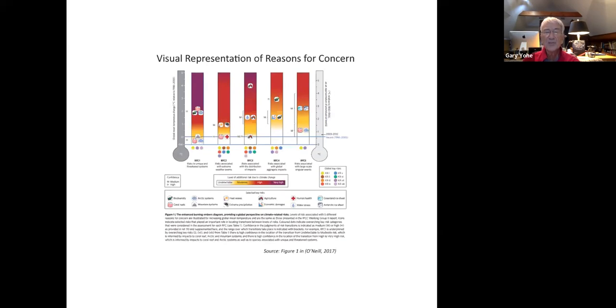This is what reasons for concern look like in the latest version of what was dubbed the burning embers diagram. And so, oh, look at this, I can move this. Risks to unique and threatened systems. At the beginning, that was polar bears and butterflies. Now it's communities and people that live in coastal communities and in hollers in Kentucky and places like that.